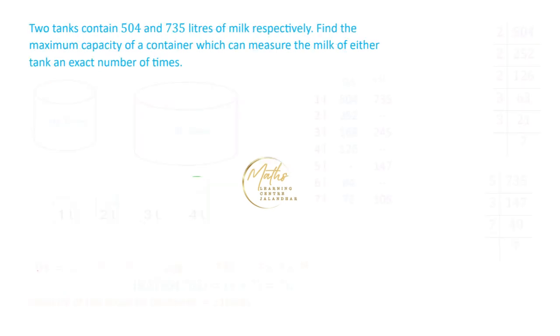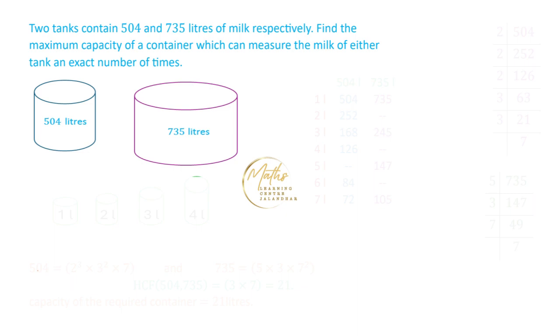Now the next question we have is that two tankers contain 504 and 735 liters of milk respectively. So we are talking about two tankers. One contains 504 liters of milk and the second contains 735 liters of milk. We have to find the maximum capacity of a container which can measure the milk of either tank an exact number of times.